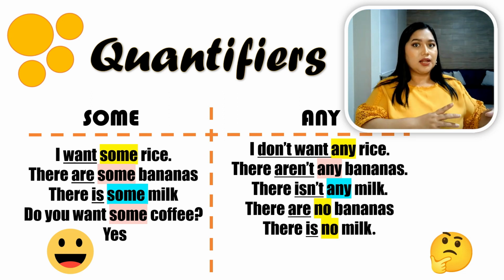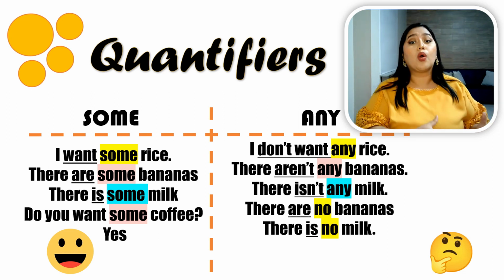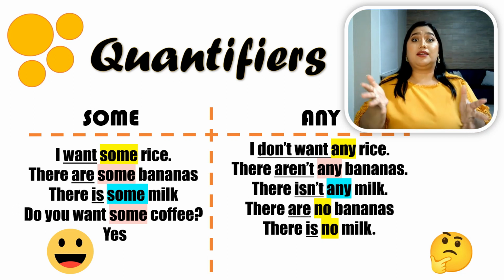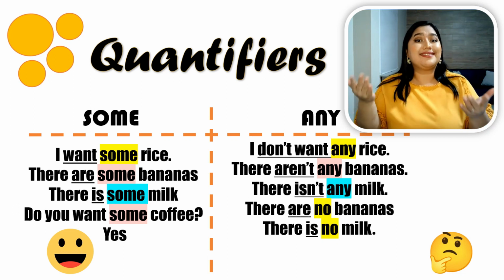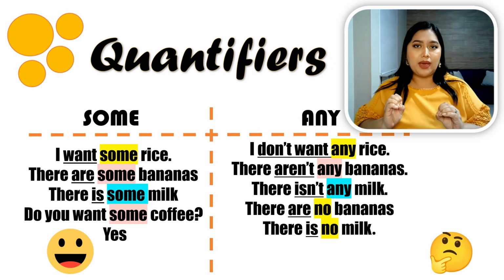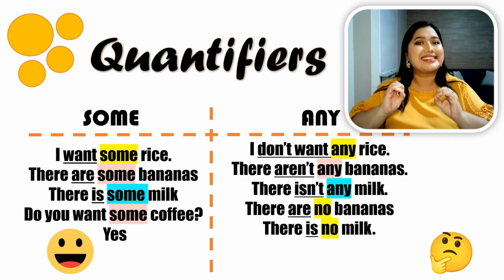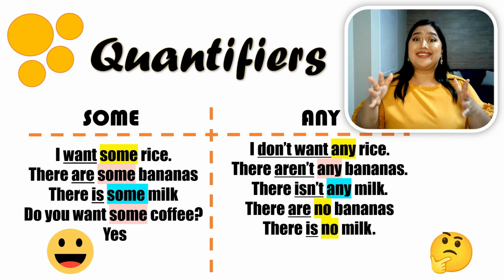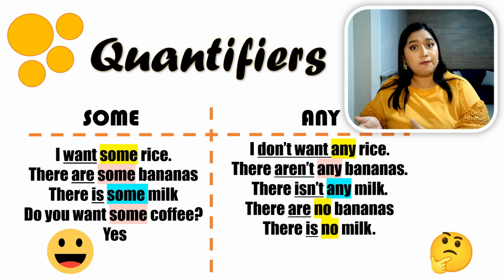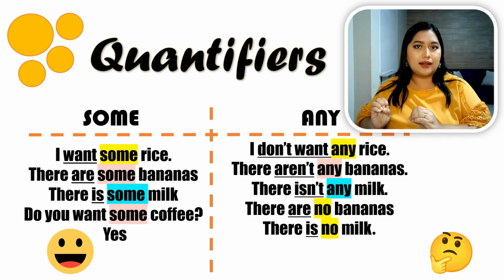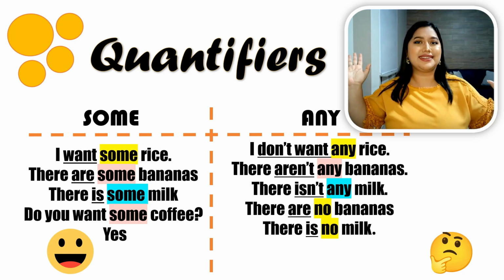So look at the difference. There is some milk. Yes. There is no milk. Or there isn't any milk, and it's the same. There is no milk. This is the negative. It means 0. So if you say there isn't any milk, it's the same as there is no milk. 0 milk. Okay, we don't have milk in this house.